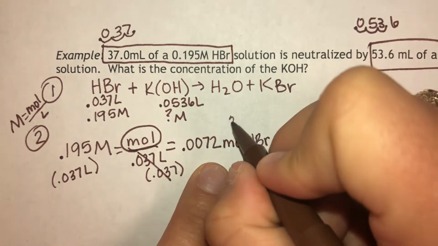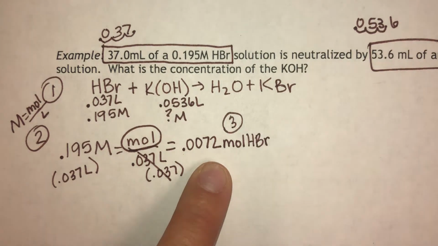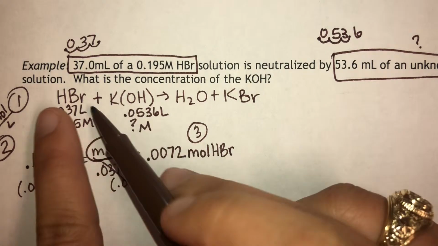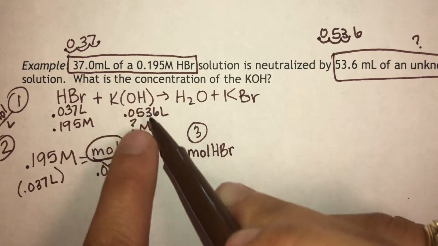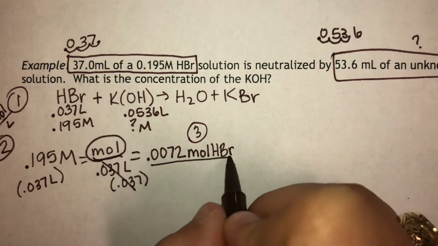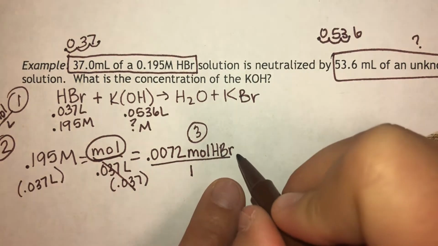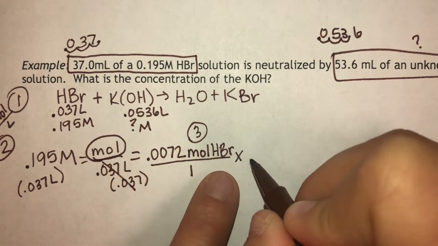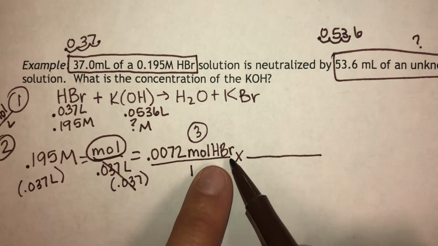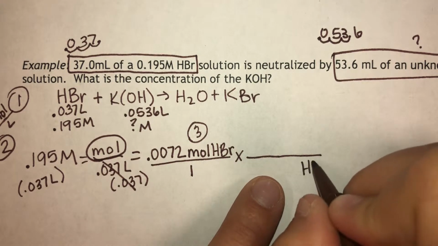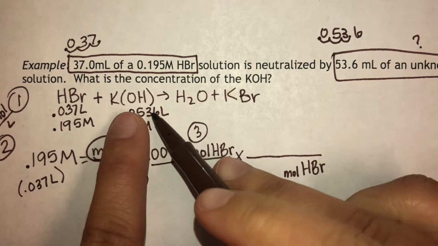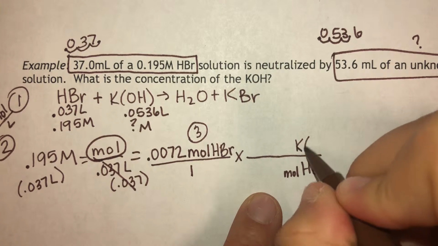So now we're gonna move on to step 3 and we're gonna start it right here. So when we get to step 3, we're trying to get converted from HBr to KOH so that we can solve for this molarity. So we're gonna do a mole conversion. We'll put this over 1. We want HBr to be canceled out, and we want to end with KOH. So if we're trying to cancel out HBr, we know it goes on the bottom. And we're trying to go to KOH, so we know it goes on the top.